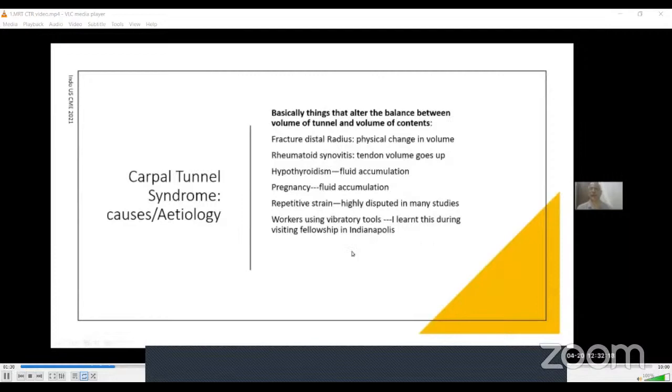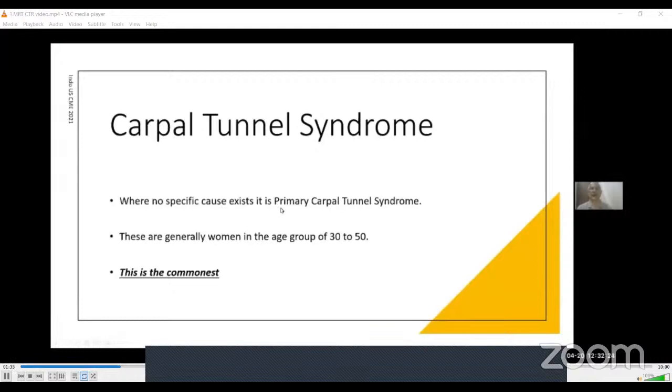Where no specific cause exists, it is called primary carpal tunnel syndrome. And to our great surprise, this is the commonest variety of carpal tunnel syndrome. Very rarely do we find the secondary causes listed in the earlier slide. This demographic is typically women in the age group of 30 to 50.